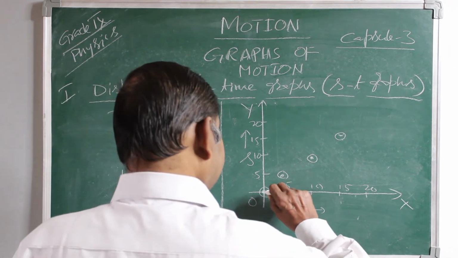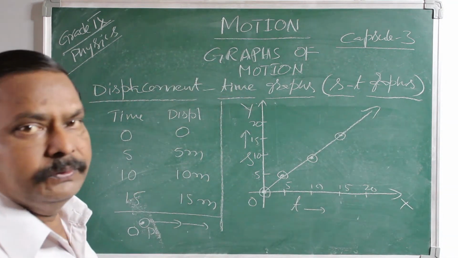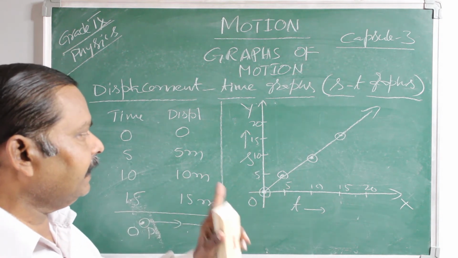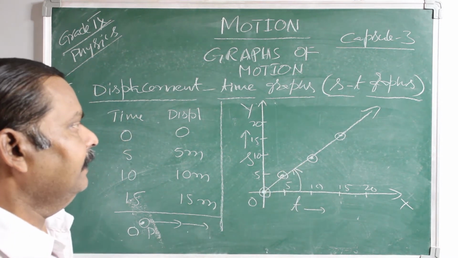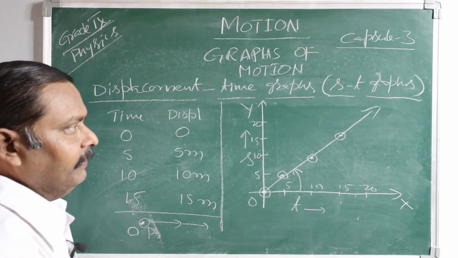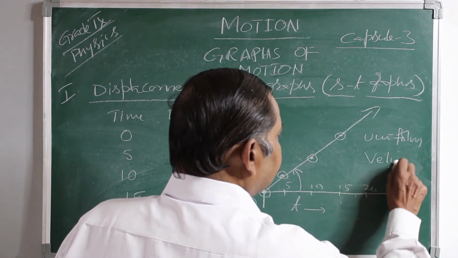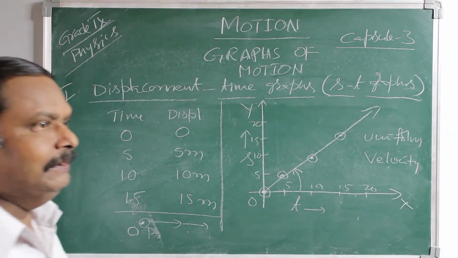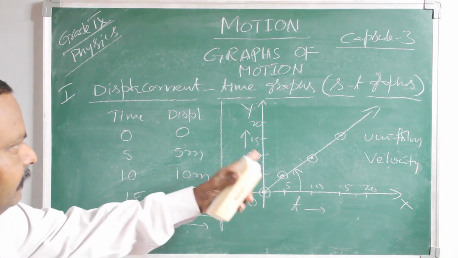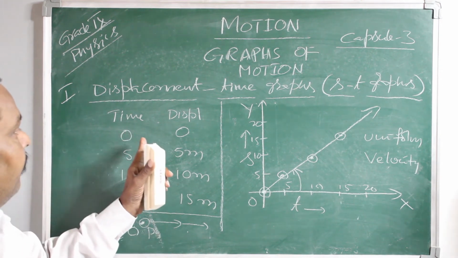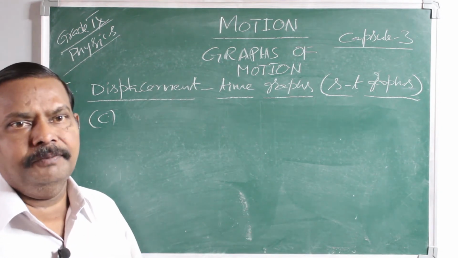If you join all these 4 points, you will get a straight line. So, if the ST graph is a straight line, inclined in the positive direction with x-axis, then the body is said to be moving with uniform velocity. So, this is the displacement graph and it is example 2. Now, let us move on to the third example of ST graph.